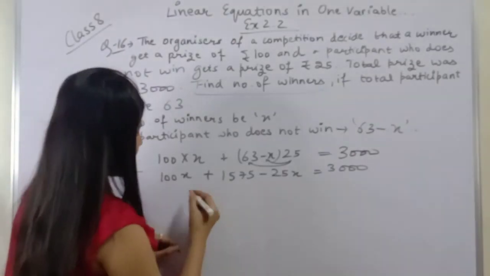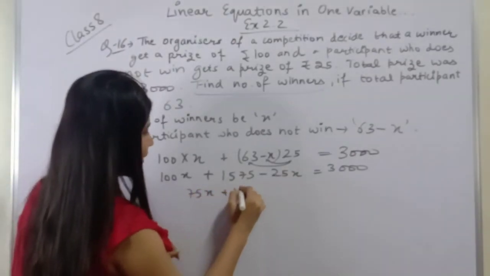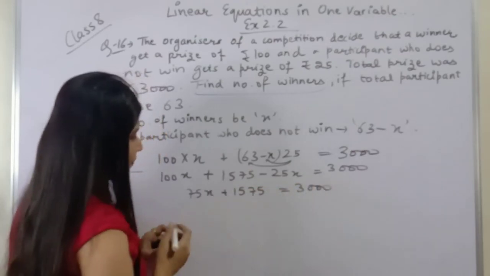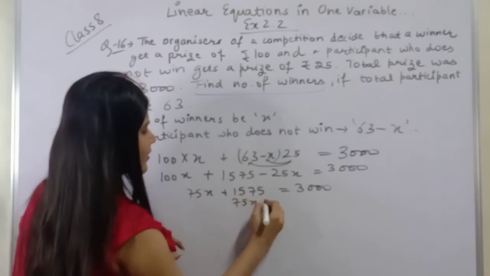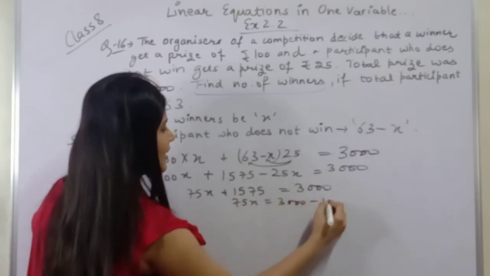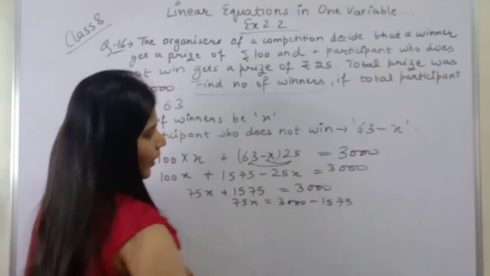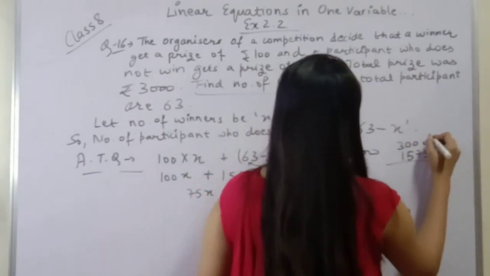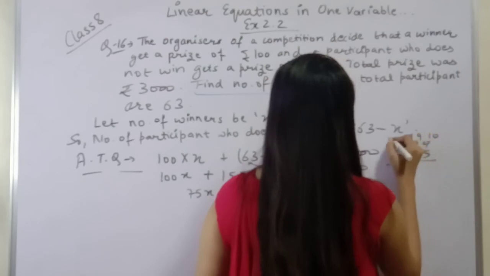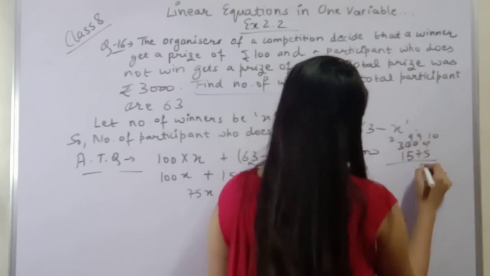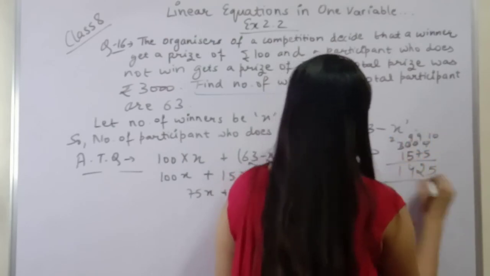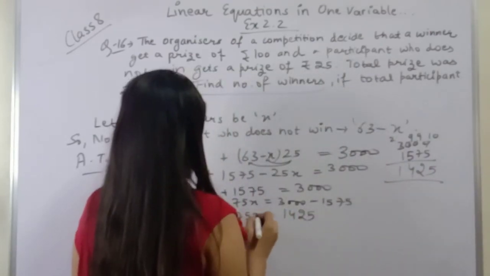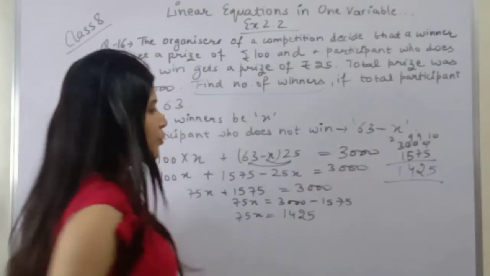Now 100x minus 25x is 75x plus 1575 equals 3000. अब 1575 पॉजिटिव है तो 75x equals 3000 minus 1575. ओके, सो 3000 में से 1575 माइनस कर देते हैं. This will be 1425. 10 minus 5 is 5, 9 minus 7 is 2, 9 minus 5 is 4, 2 minus 1 is 1. So 75x equals 1425.